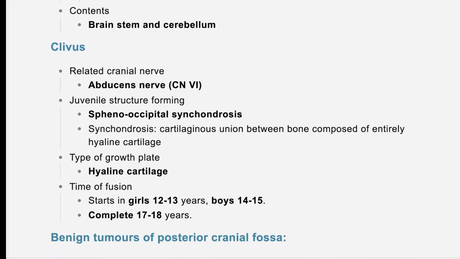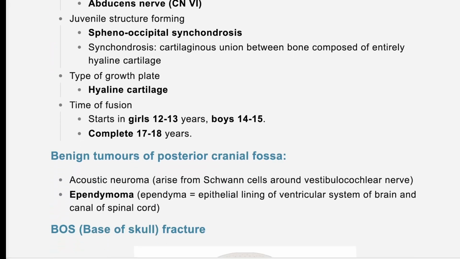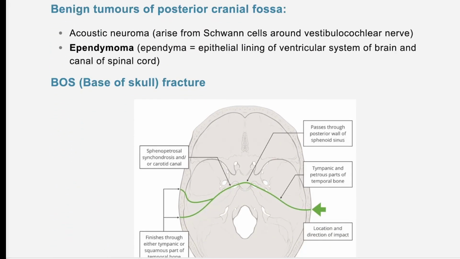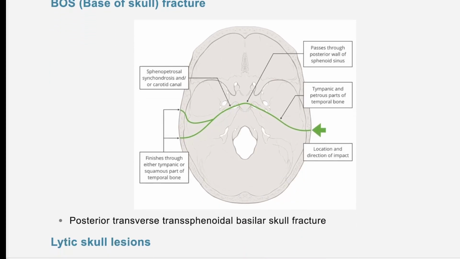Benign tumors in the posterior cranial fossa: ependymoma and acoustic neuroma. Okay, base of a skull fracture, this is a posterior transverse transsphenoidal skull fracture. Lytic lesion in the skull could be metastasis from anywhere apart from the prostate. That could be the breast, and also the thyroid gland and the kidney, and maybe multiple myeloma as well. Paget's disease, hemangioma, sarcoidosis.